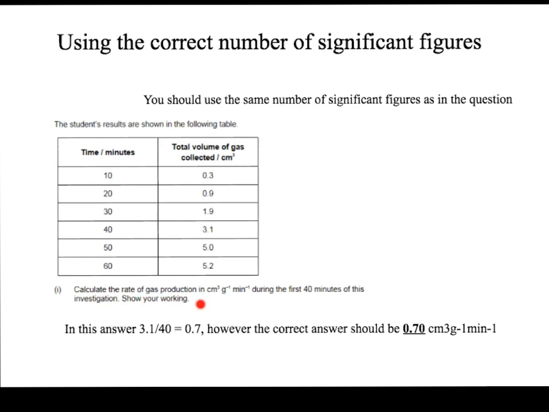So the rate of gas production in centimetres cubed per gram per minute. During the first 40 minutes there was 3.1 centimetres cubed of gas, and then you divide that by the number of minutes, so divided by 40 minutes. So 3.1 divided by 40 gives an answer of 0.7. However, it should be 0.70 centimetres cubed per minute, because this is now to two significant figures, and most of the data is also to two significant figures.